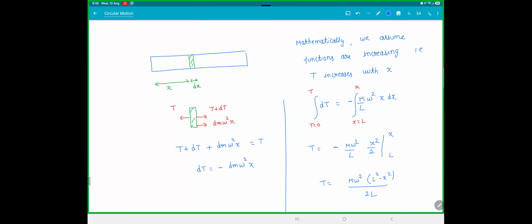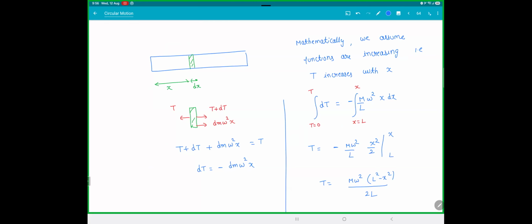So few things. First thing, free end has zero tension. Second thing, we always assume functions are increasing. And the third thing is the limits. So be careful with that. It's a good question. Not tough, but it's a process. Now we have seen this, and later on we will use this for pressure and a lot of things. But the idea is the same. All clear with this?